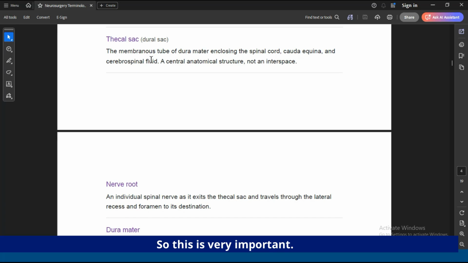So this is very important, thecal sac or dural sac. What is thecal sac? The membranous tube of dura mater enclosing the spinal cord, cauda equina and cerebrospinal fluid, a central anatomical structure, not an interspace. So basically the covering of the spinal cord, cauda equina and cerebrospinal fluid is the thecal sac. Another name for thecal sac is dural sac, which is not an interspace.